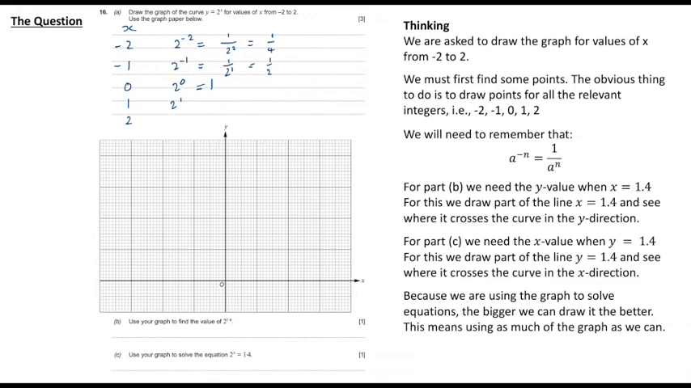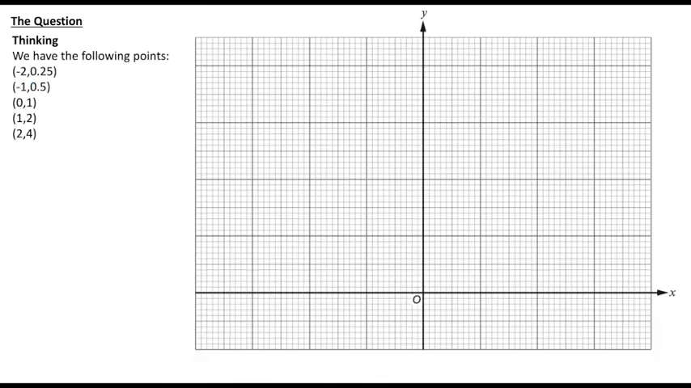2 to the power of 1 is just 2, anything to the power of 1 is itself, and 2 squared is of course 4. So this means we have the following points, expressed as decimals now because we're working on a decimal type of grid.